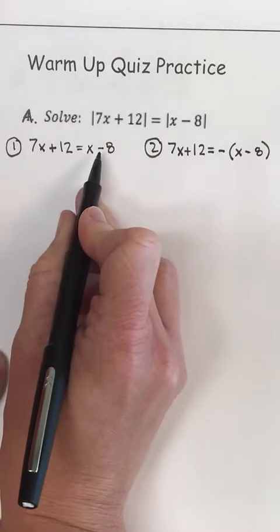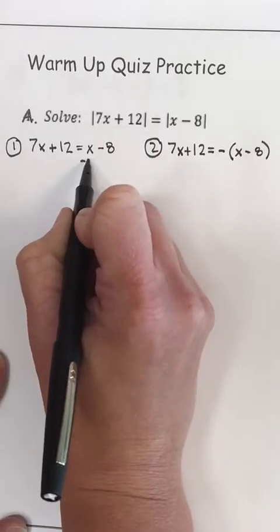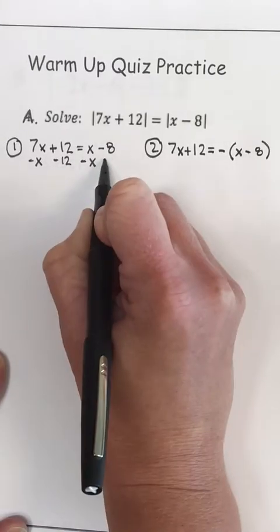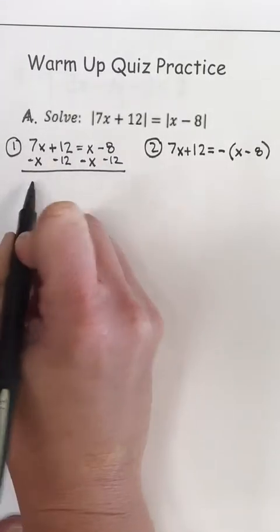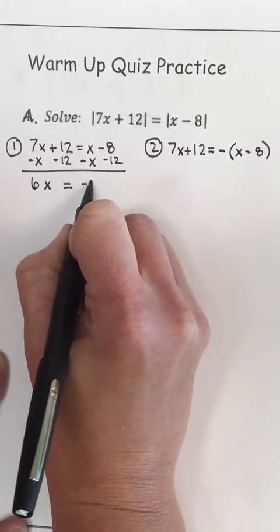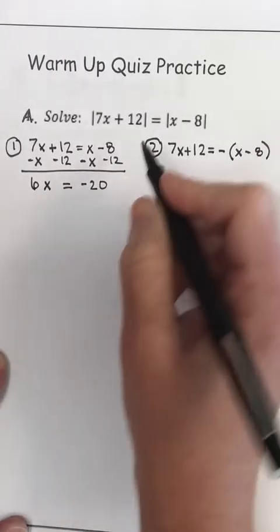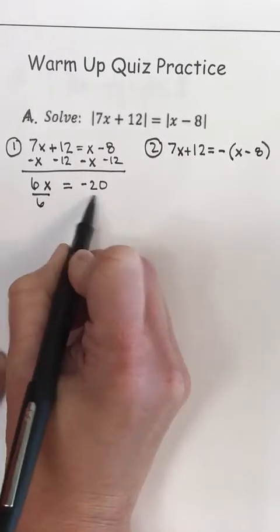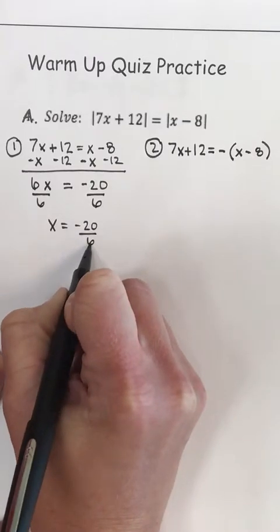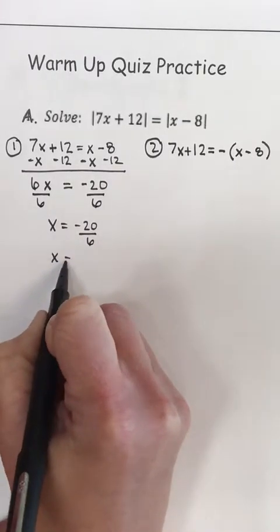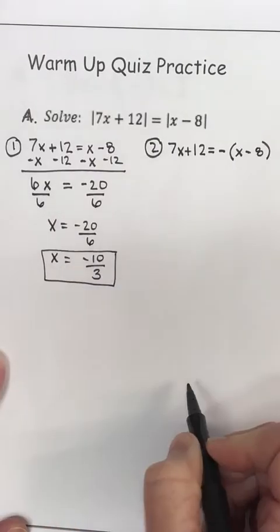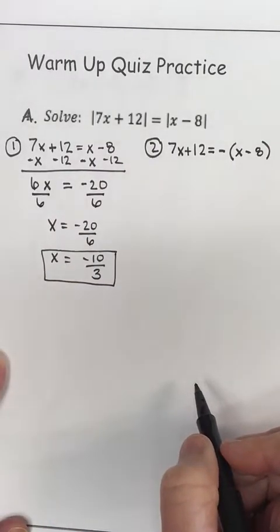So if I solve the first one as it is, I'm going to subtract an x on both sides. I will subtract 12 on both sides. And now I'll have 6x is equal to negative 20. If I divide by 6, one of my solutions will be negative 20 divided by 6, and if we reduce that, we would get negative 10 over 3, and this can't reduce anymore, so that would be one possible solution.